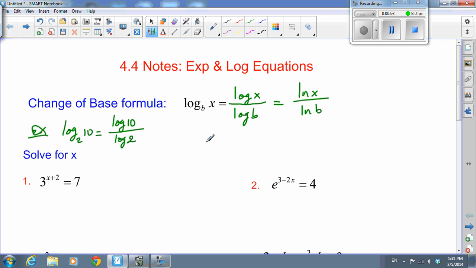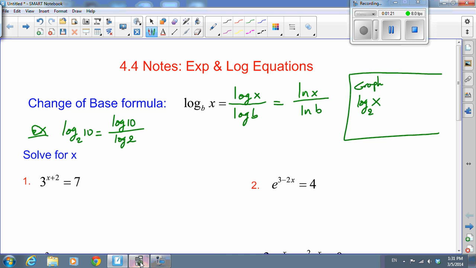Now, let's go ahead and start solving. The first problem says 3 to the power of x plus 2 is equal to 7. Maybe before solving, I'll show you a little trick on the calculator. If you decide to graph, I ask you to graph log base 2 of x. Let's try to graph log base 2 of x.